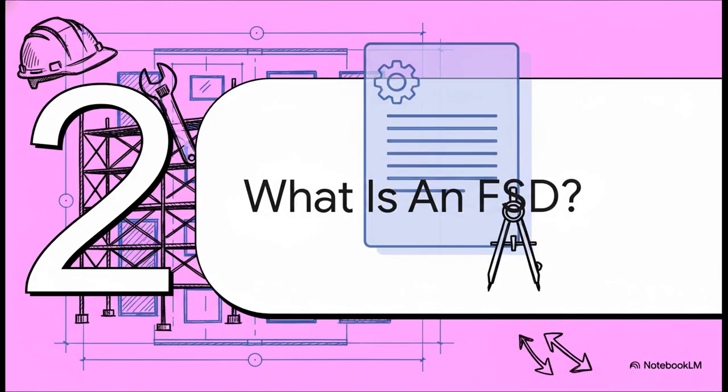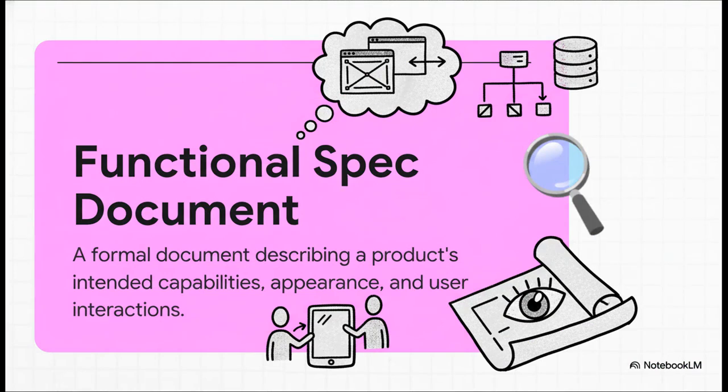Okay, so if that chaotic construction site is the problem, then what's the solution? Well, it's the blueprint, of course. And in the world of software, that blueprint is the Functional Specification Document. At its core, an FSD just clearly lays out what the software has to do, what it's going to look like, and how a person is actually going to use it. You can really think of it as the single source of truth for the entire project.